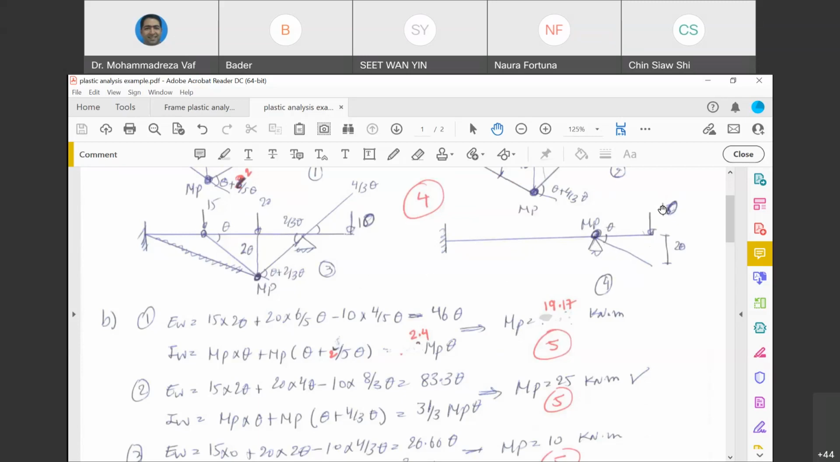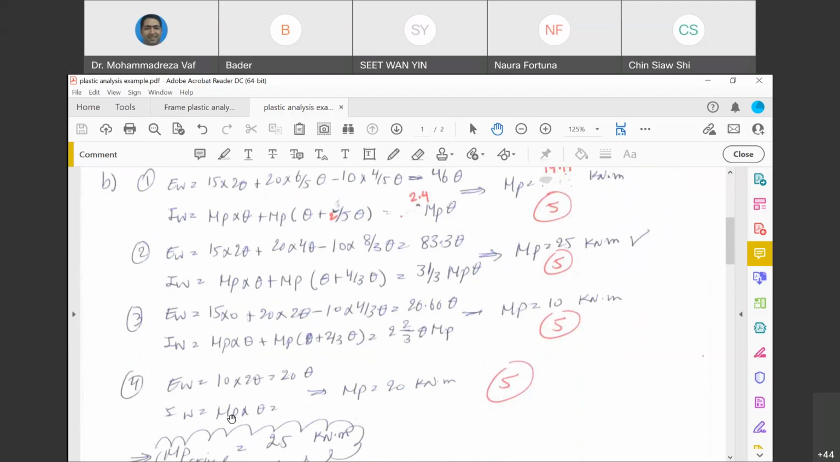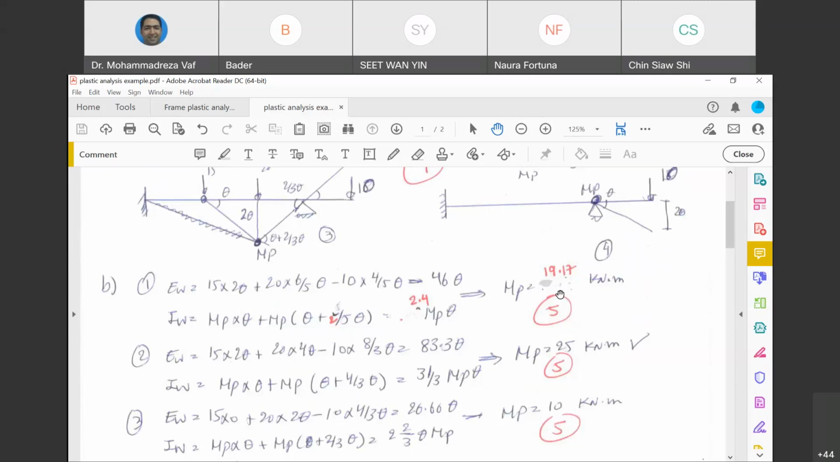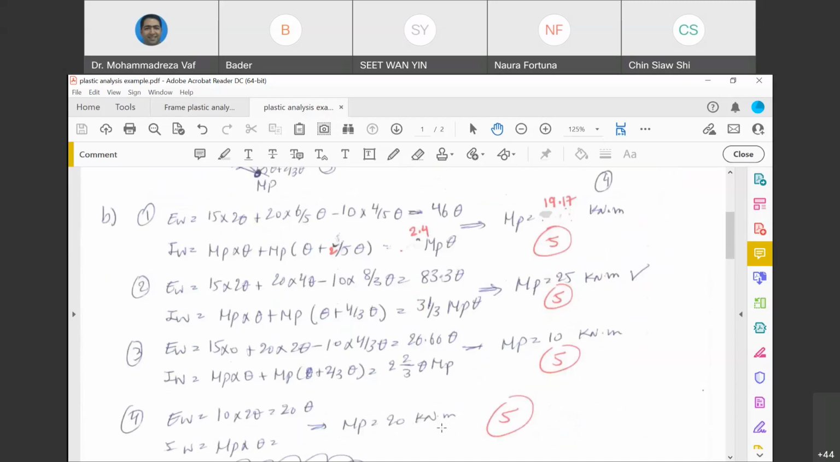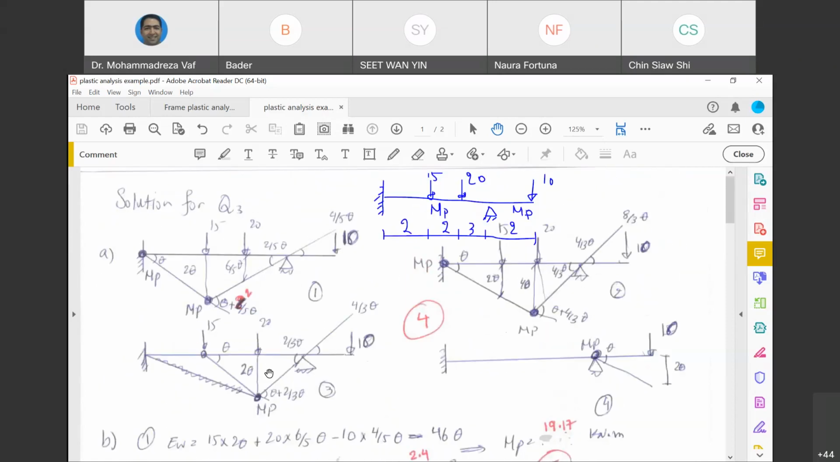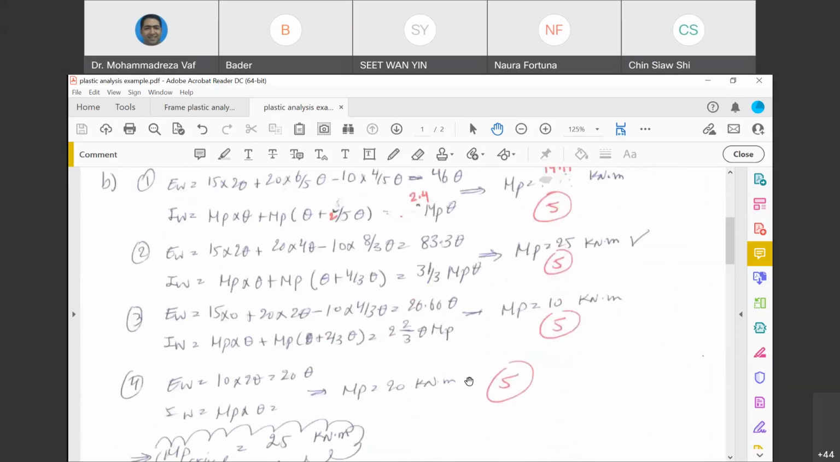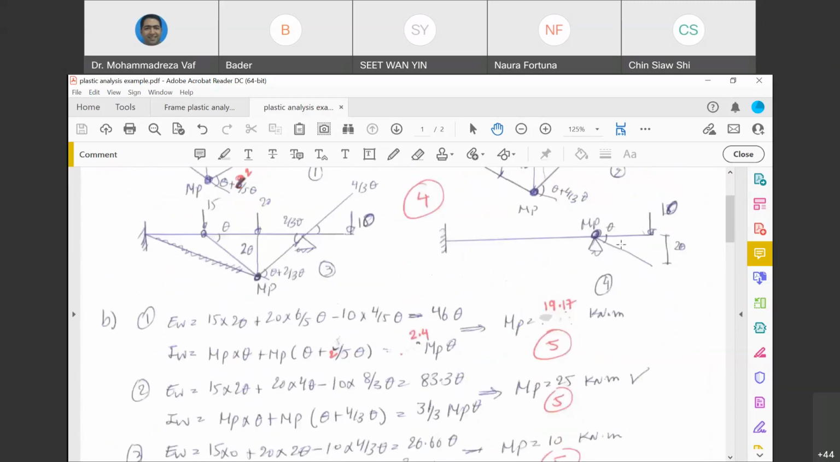External work this time is positive, 10 multiplied by 2 theta, because the deflection is along the force that has been applied. So it's going to be 10 multiplied by 2 theta, and then MP multiplied by theta. So if you make them equal, in order to avoid this collapse mechanism, you need to have 20 kilonewton meter as MP. So now you have 4 MPs. 3 MPs are related to the first span, the different collapse mechanisms that can occur, and 20 kilonewton meter relates to the collapse mechanism of the cantilever part.